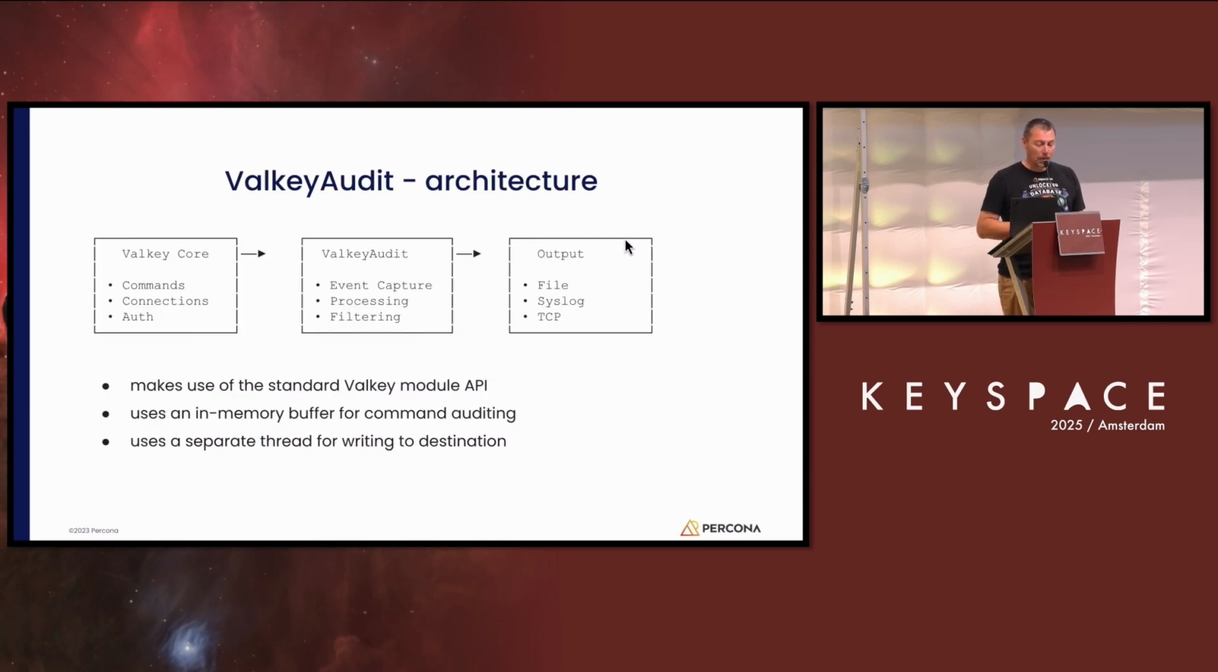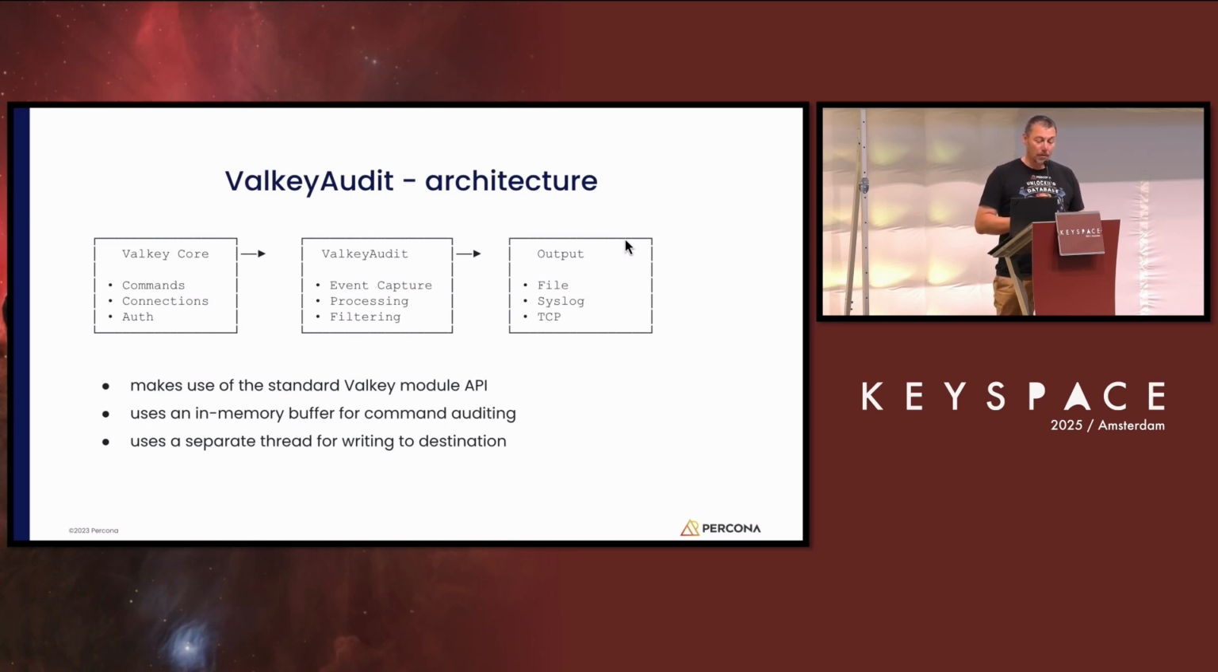Okay, so the ValkeyAudit, we have obviously the Valkey Core, right, where all your commands happen, your connections are made to Valkey Core, your auth commands are executed there, or your authentication happens there, right? And then the module is doing the event capture, the processing and filtering for things that you don't want to audit, for example. And then you have the output part where, am I going to write to file, syslog is an option, or TCP destination.